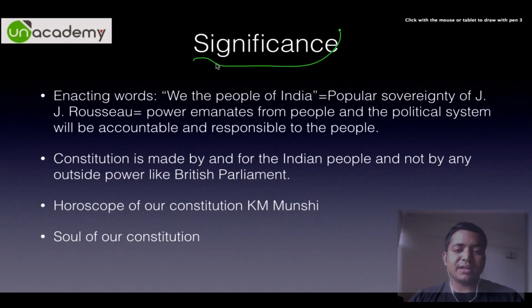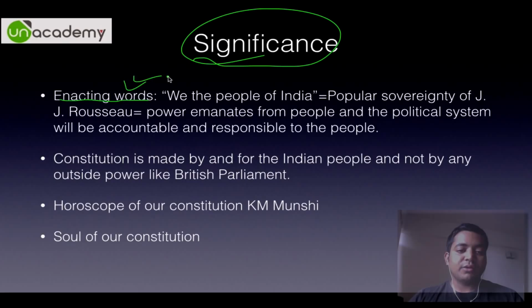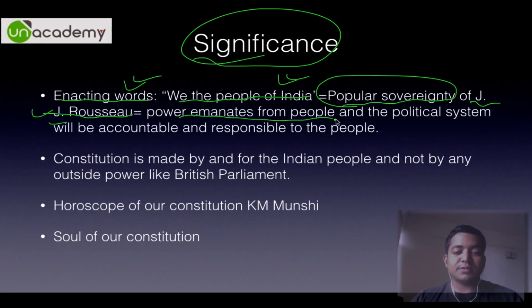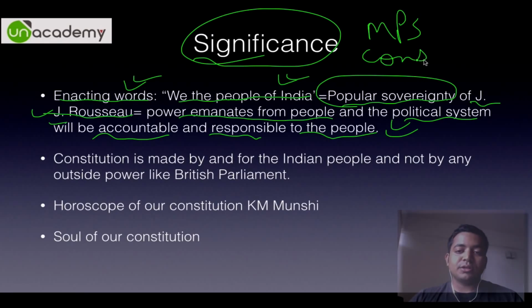What is the significance of this? See the enacting words. We the people of India. That means that is popular sovereignty. Sovereignty emanates from the people. That is the concept of J.J. Rousseau. That is power emanates from the people. That is people are sovereign. That is why constitution is sovereign. And the political system will be accountable and responsible to the people. People's will is represented by MPs, and constitution is the embodiment of the sovereignty of people.